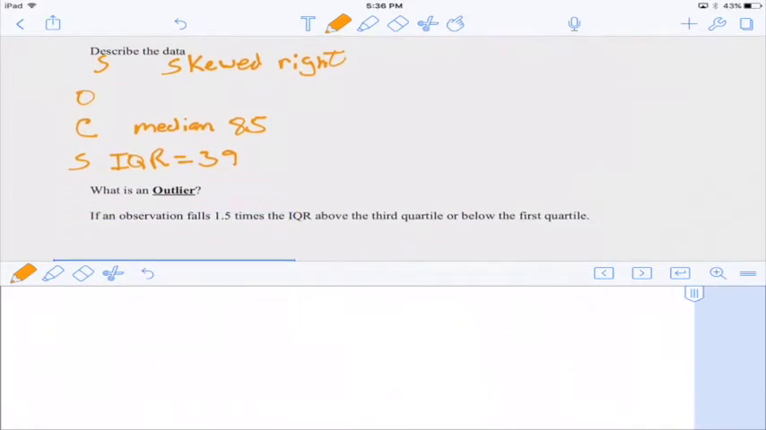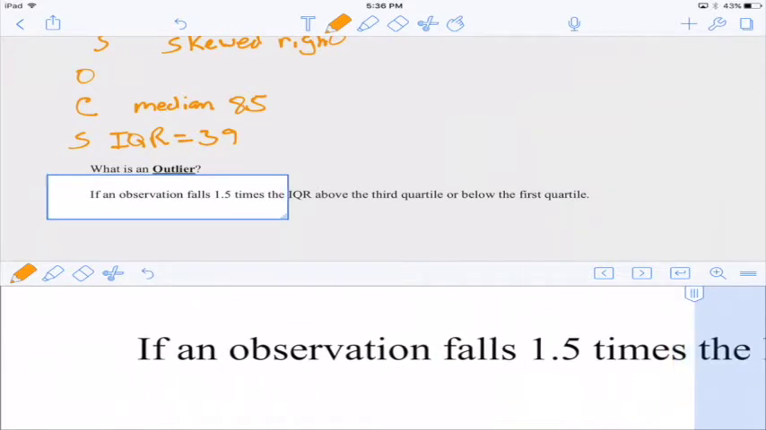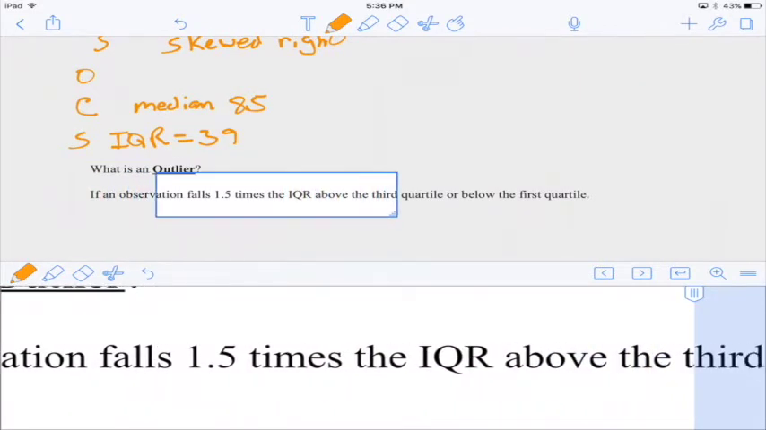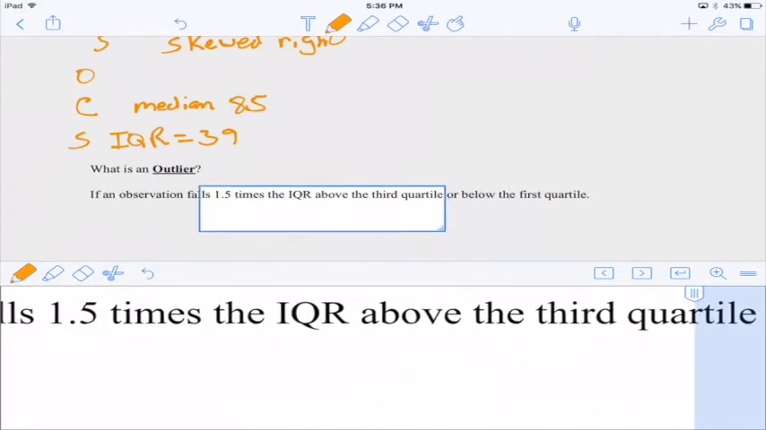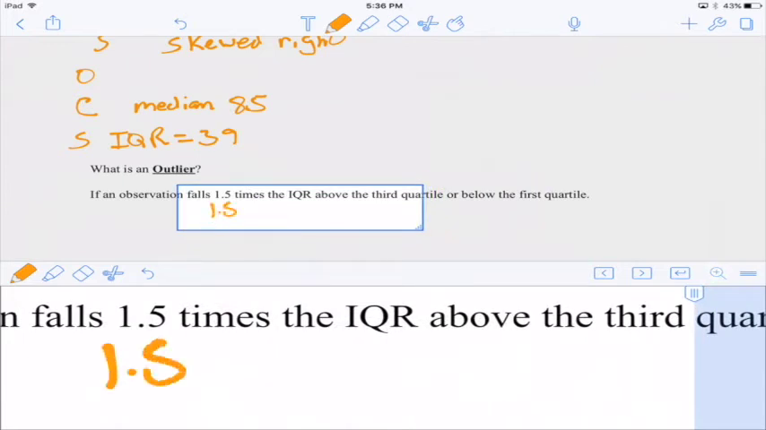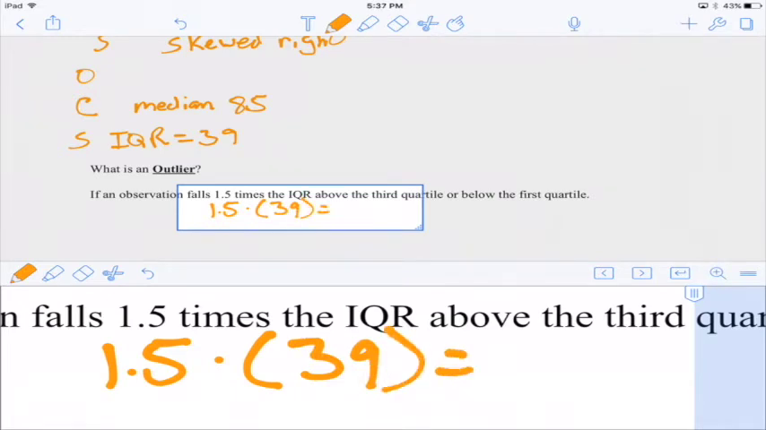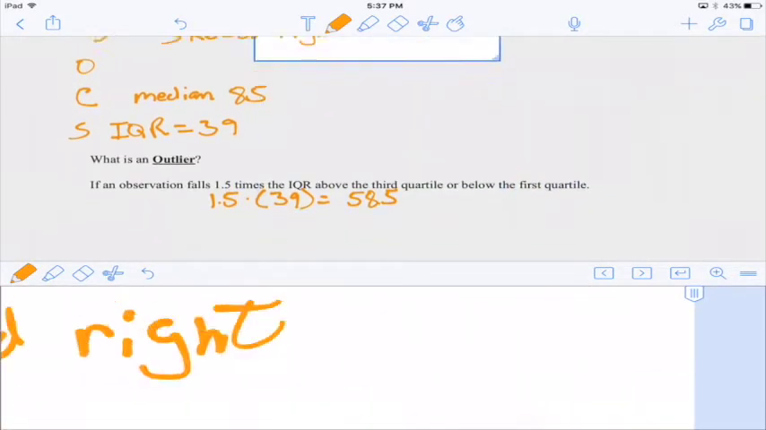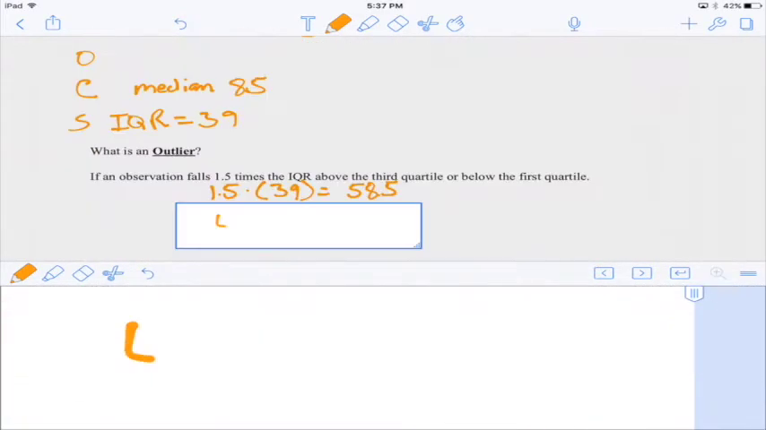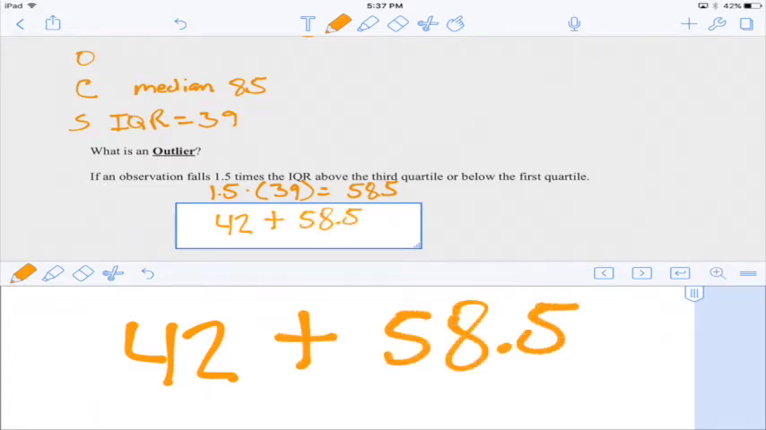So here's the formal definition of an outlier. If an observation falls 1.5 times the IQR above the third quartile or below the first quartile. So first of all, we need to know what 1.5 times the IQR is. 1.5 times 39. It's 58.5. So above the third quartile or below the first quartile. So I'm going to take my third quartile of 42, and I'm saying above the third quartile, so plus that 1.5 times the IQR, so plus the 58.5.